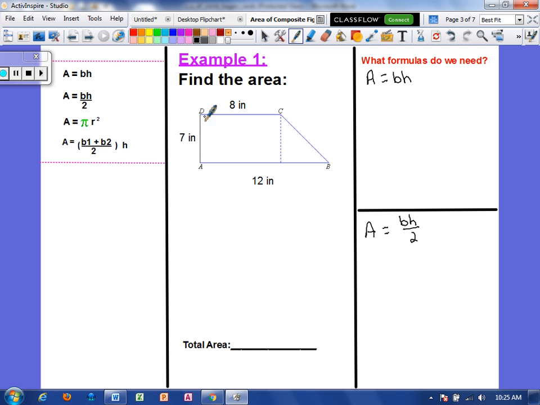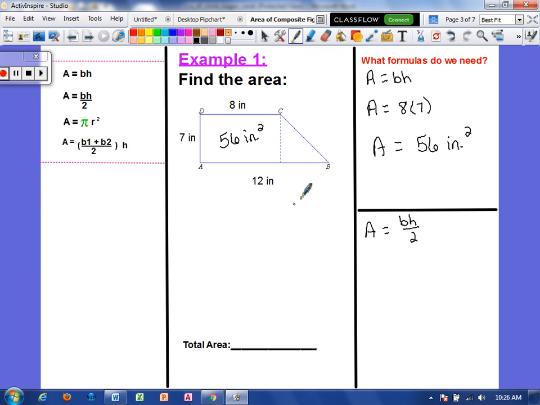So for this rectangle, we see that it has a base of 8 and a height of 7. So the area equals a base of 8 times a height of 7. So that area would be 56 inches squared. So I'm going to go ahead and write that in the rectangle.